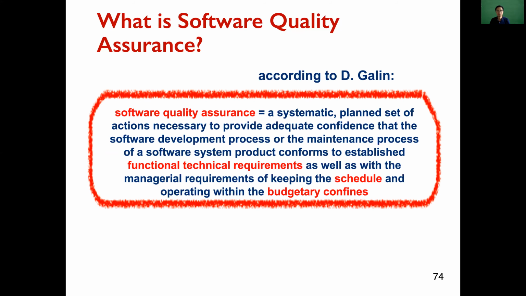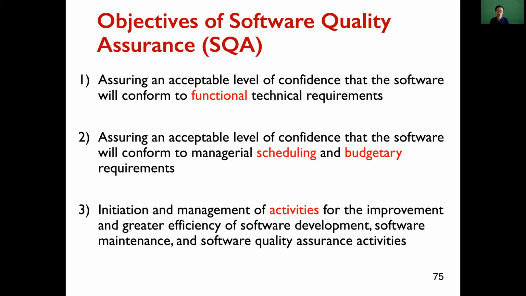Based on this definition, the objectives of software quality assurance include: first, assuring an acceptable level of confidence that the software will conform to functional technical requirements. The second is assuring an acceptable level of confidence that the software will conform to managerial, scheduling, and budgetary requirements. Third is the initiation and management of activities for the improvement and greater efficiency of software development, maintenance, and quality assurance activities, which means we need to continuously evaluate the current activities and improve them. So these are the objectives of software quality assurance.